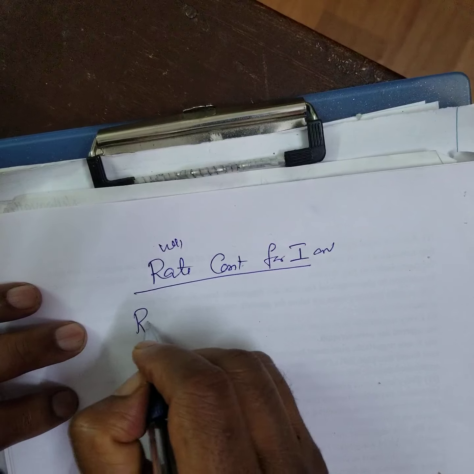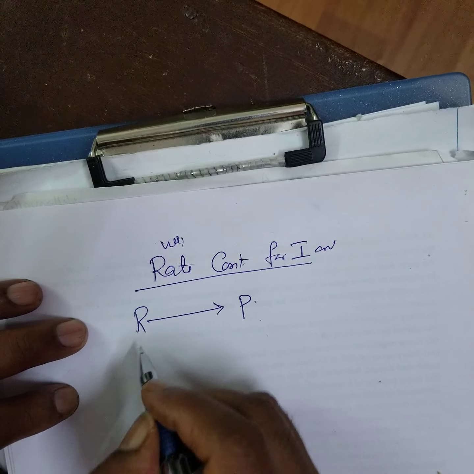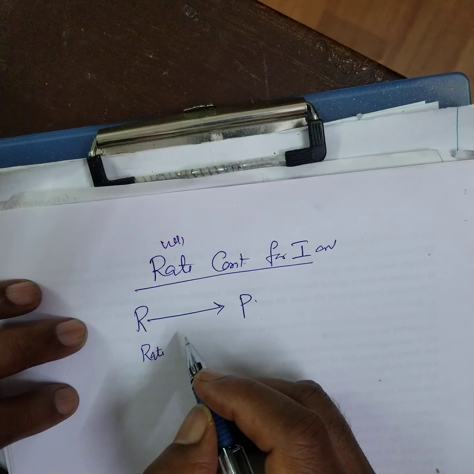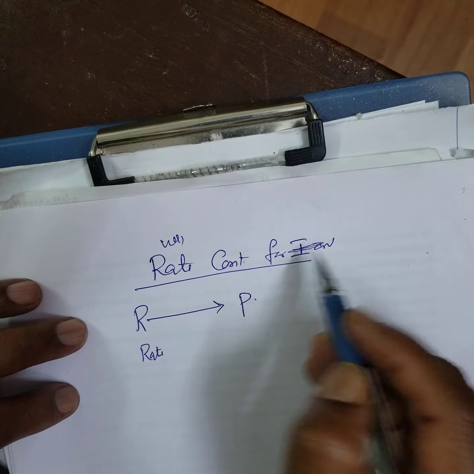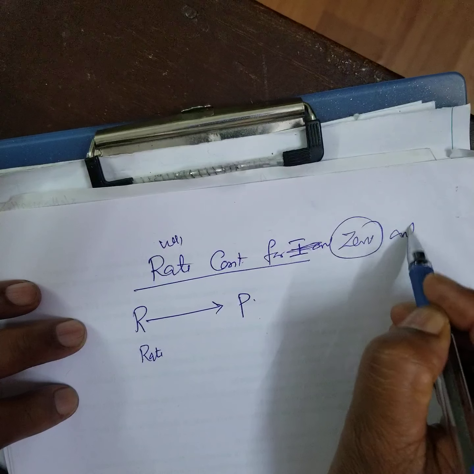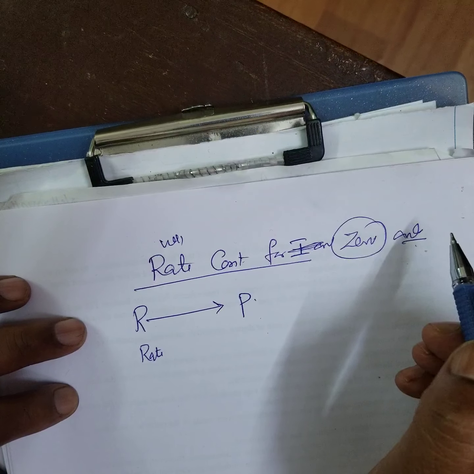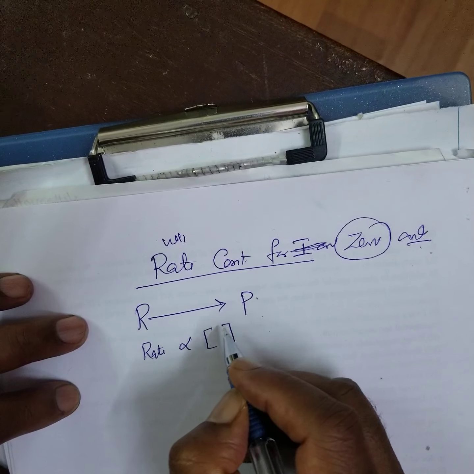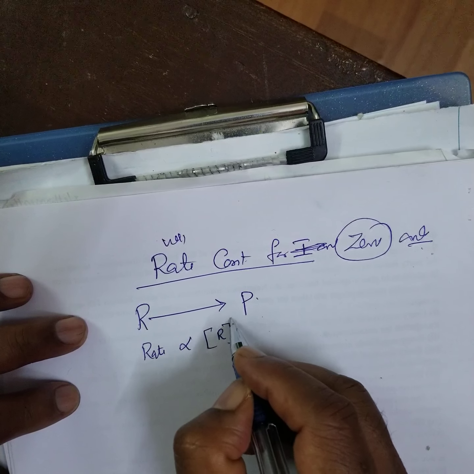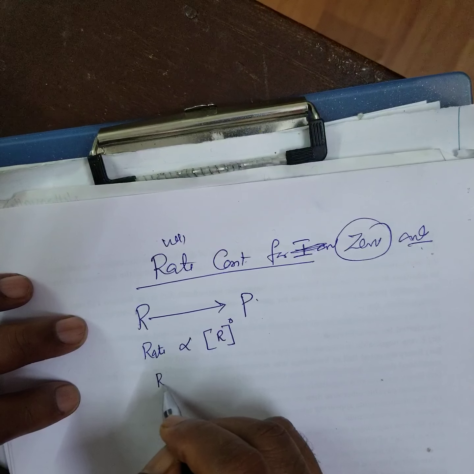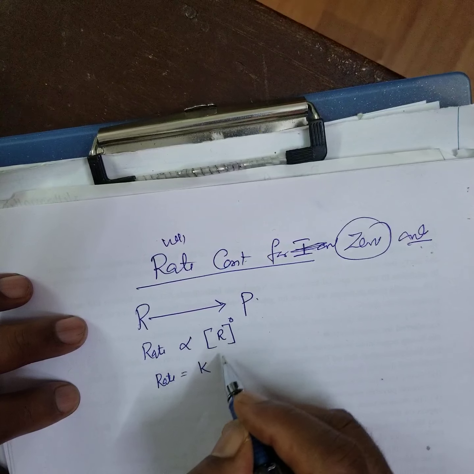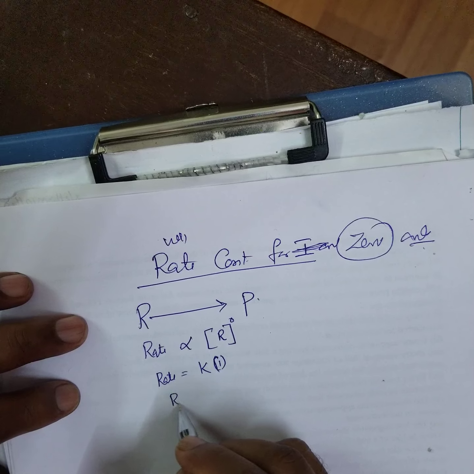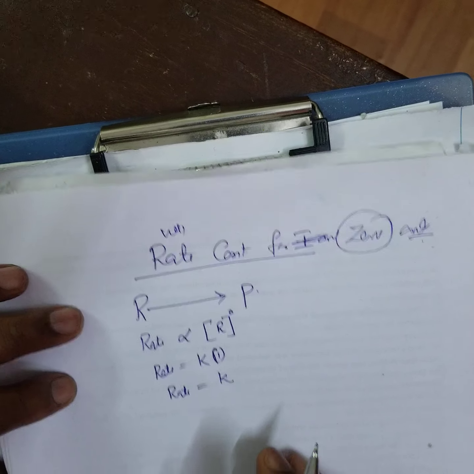You know, in a reaction, reactant gives product. I am writing zero order. Derive the rate constant for zero order. According to the rate law, rate is directly proportional to the concentration of the reactant raised to power 0. Therefore, rate is equal to rate constant into concentration to the power 0. Anything raised to the power of 0 is 1. Therefore, rate is equal to K.